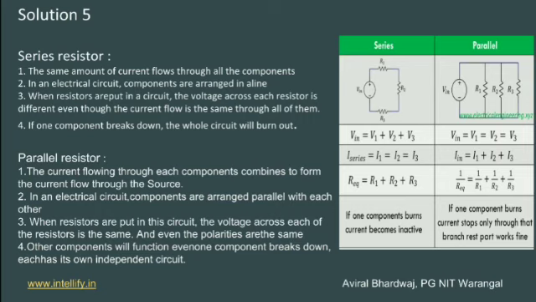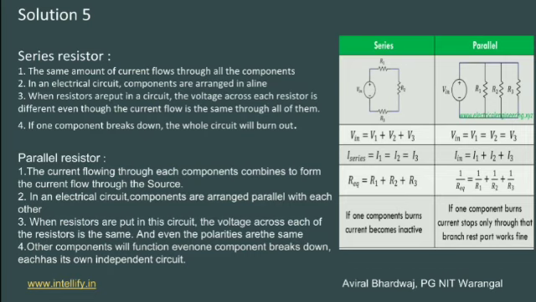In the electric circuit, components are arranged in serial lines. So there is a line in series. So if one component breaks down, the whole circuit is burned out. If one component breaks down, then the whole circuit is empty. So there is a disadvantage.